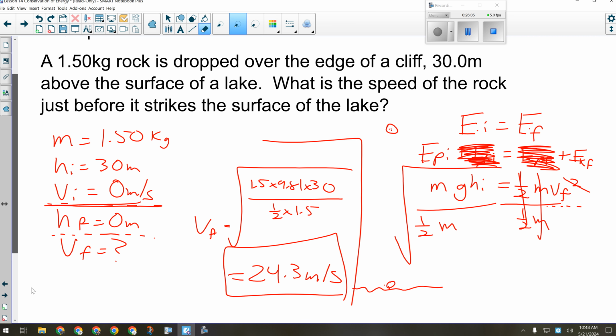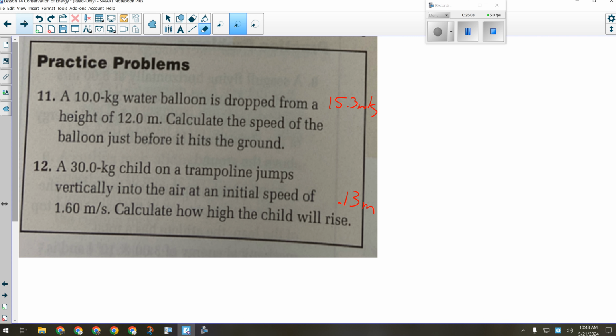Actually, sorry, let's do these two, then I'll give you a little break. These are very similar to what we just did. Number 11 is exactly like what we just did. Number 12 is slightly different. I'm going to give you guys a few minutes on that and then we'll go over them together.